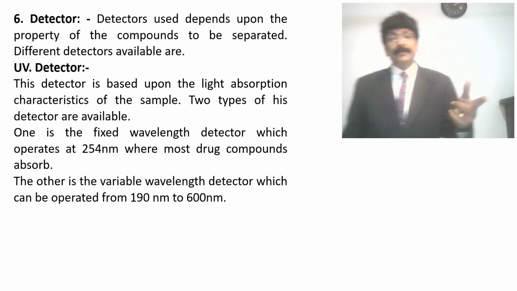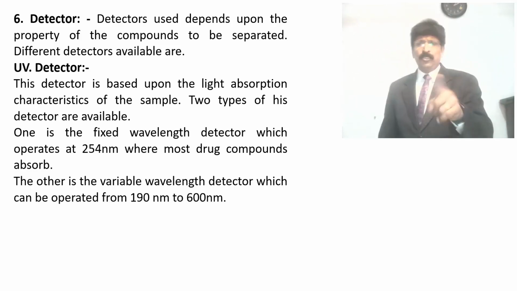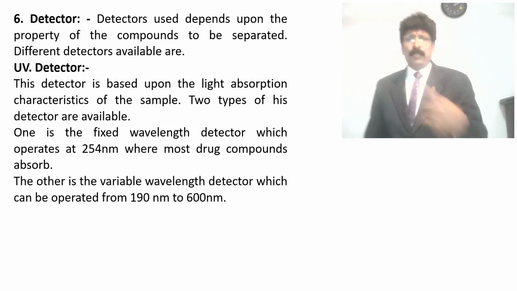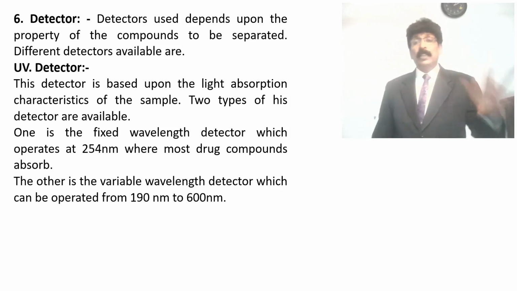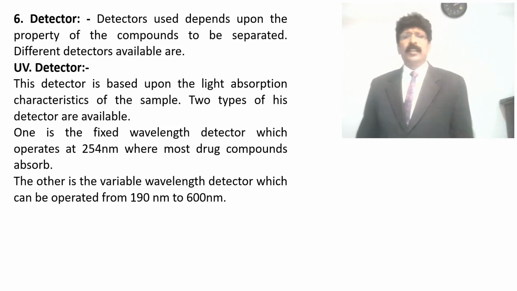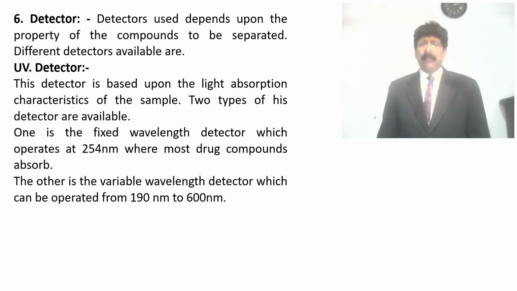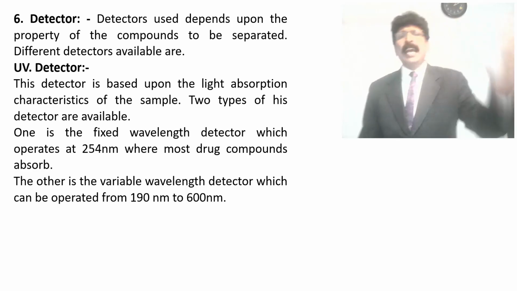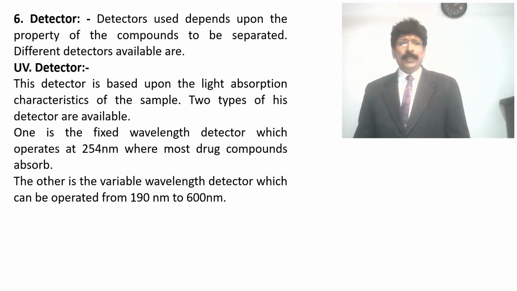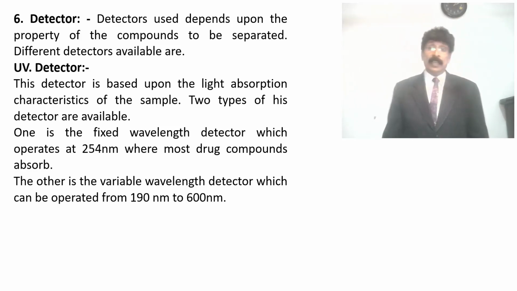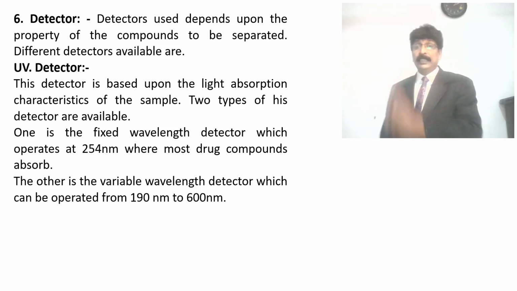The other is variable wavelength. Usually nowadays variable wavelength detectors, and a UV spectrophotometer will be there. That is very simple, and can be operated from 190 nanometer to 600 nanometer, slightly touching the visible range also.